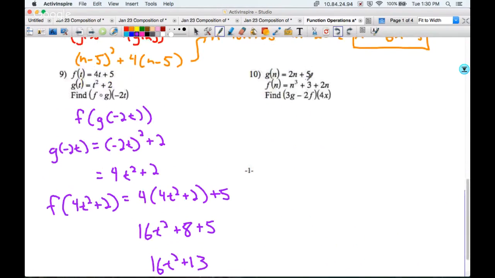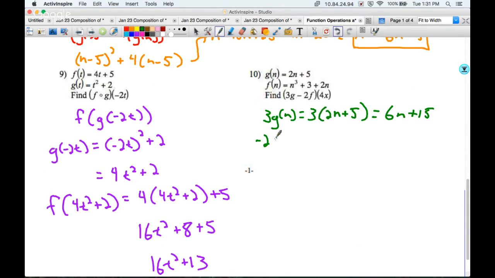Number 10, this one would be a little bit too hard for the test. This is called a linear combination, but I think that many of you out there could get this one even without my help. Let's try it now. We got 3g minus 2f of 4x. So what we want to do is figure out what 3g of n is, and that is just this expression here times 3. We are tripling it. All right, this makes a lot of sense. But that's what 3g would mean. And so that's 6n plus 15.